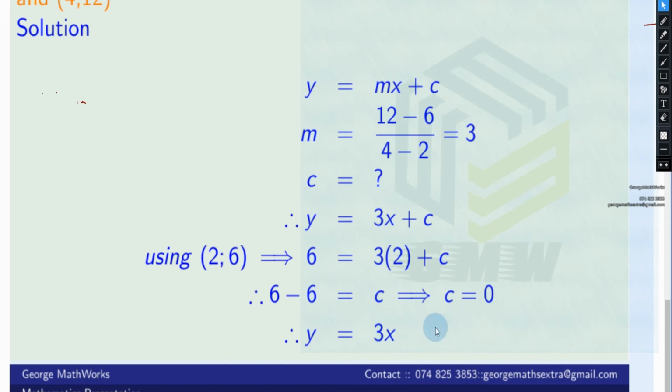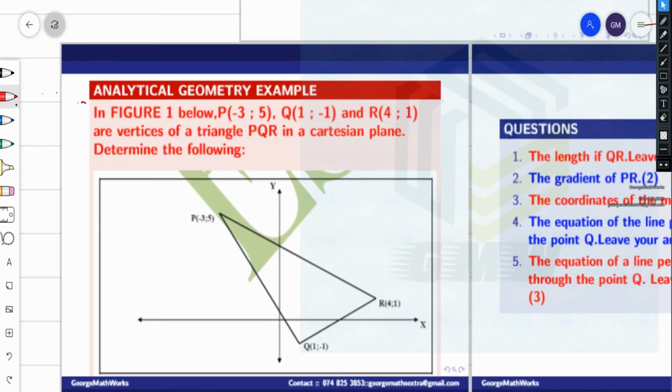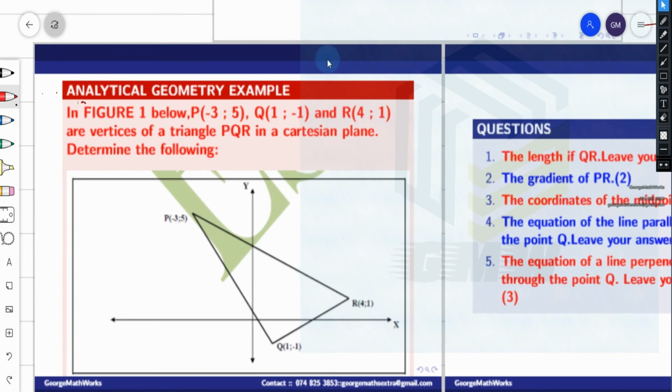Now, at this point, I'm going to take you to the exam type questions, where we need to pay attention to the language and apply those pieces we just learned. So, without wasting time, let's see the example. Now, what we are looking at is an exam type question on analytical geometry. I'll read the sentence, which we should all do.